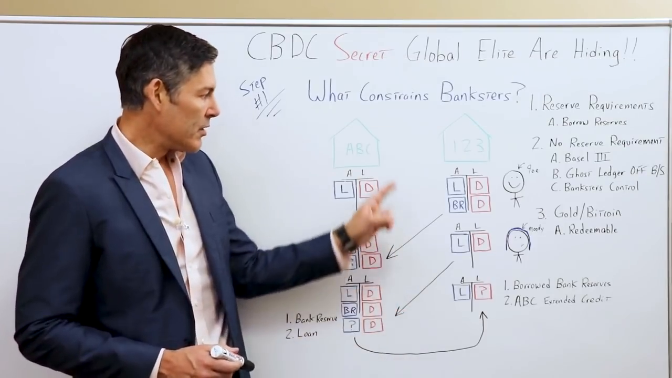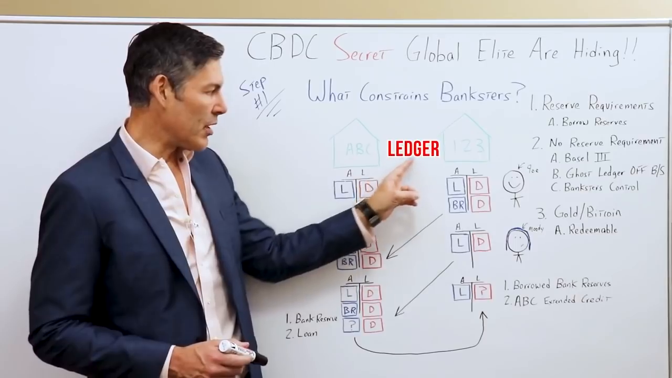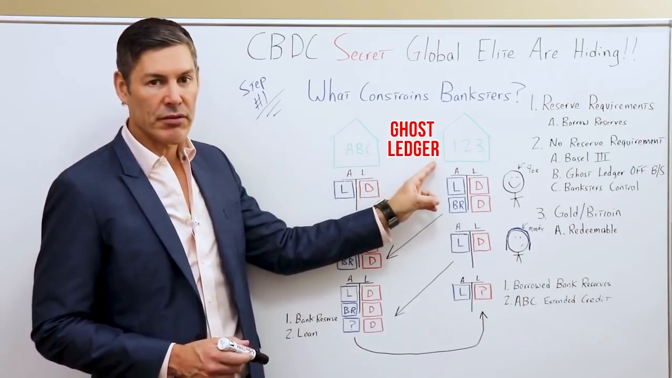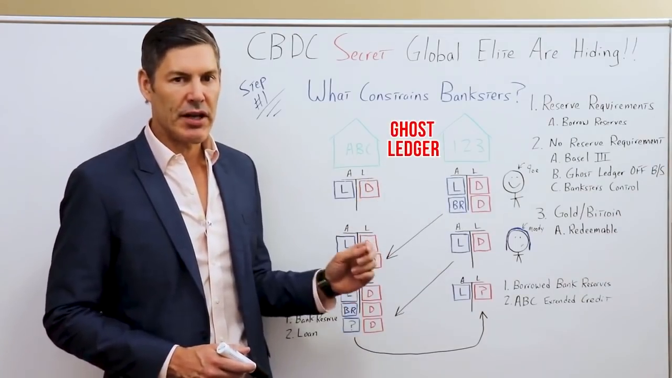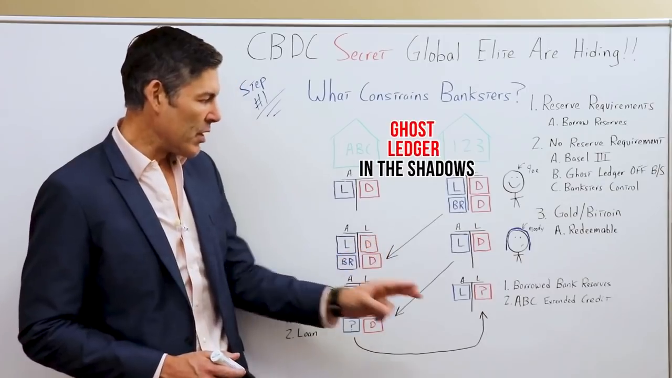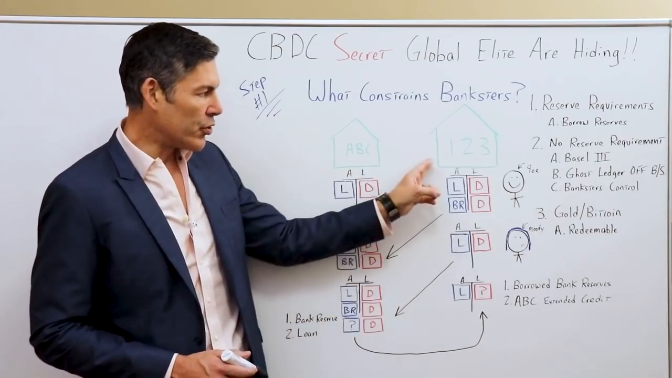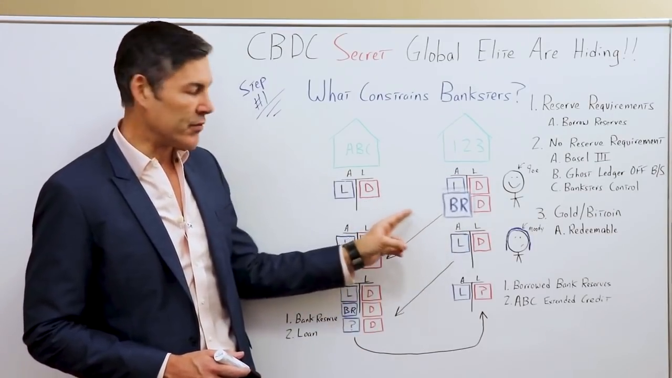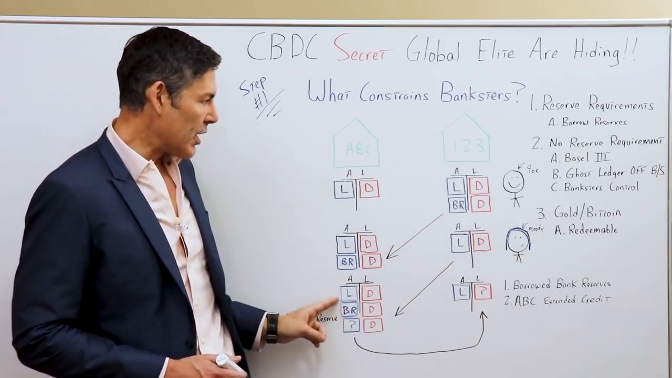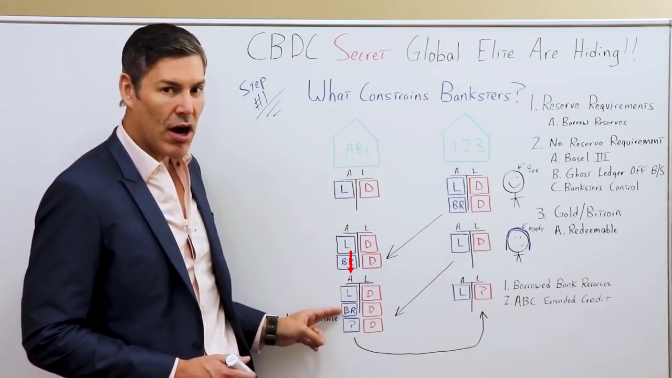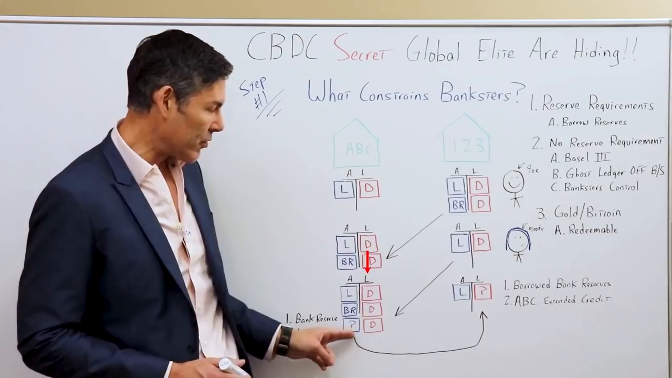Here's why. These two banks have a ledger between them. I call it a ghost ledger. These are the transactions that are done in the shadows. Let me give an example. So we'll go back to Moody transferring the money. The deposits go over. 123 can't go into repo to borrow the bank reserves they need to send over to ABC. So they've got an asset to offset the liabilities that were transferred to them.